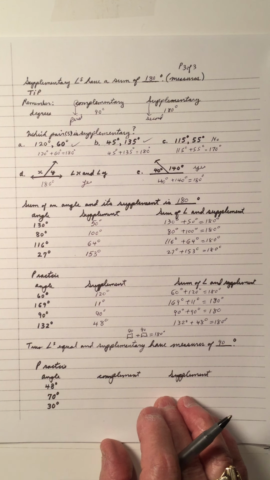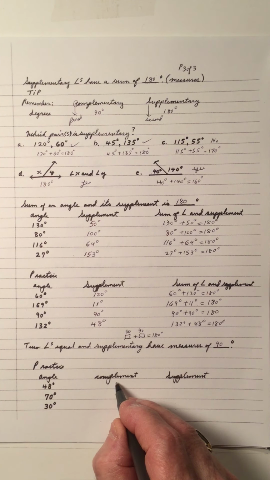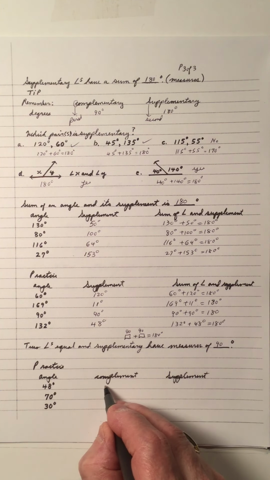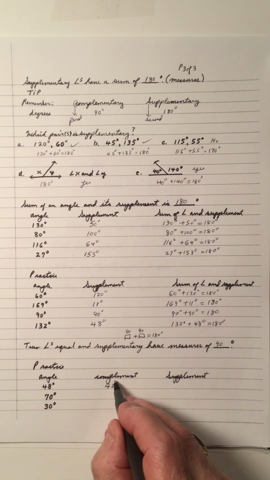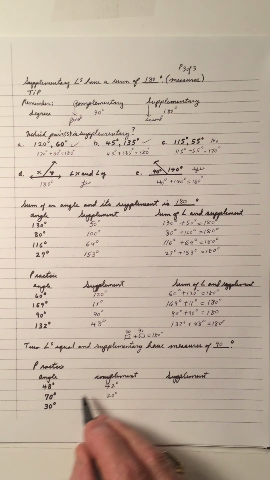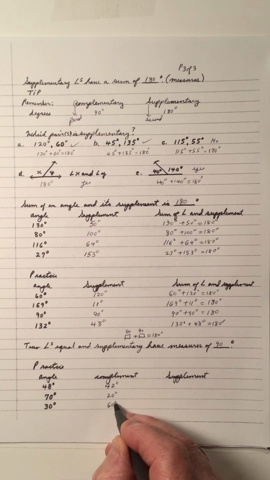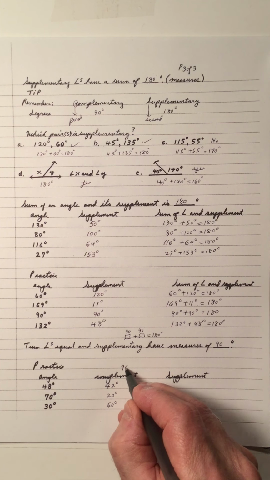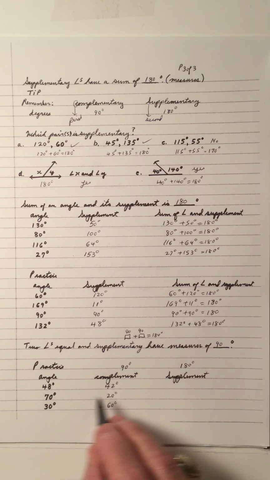More practice, but now we're doing both. If we have 48 and want its complement, we subtract it from 90, so we get 42. If we have 70, we subtract from 90 and get 20. The complement of 30: 90 minus 30 is 60. So complement adds up to 90. Supplement adds up to 180.